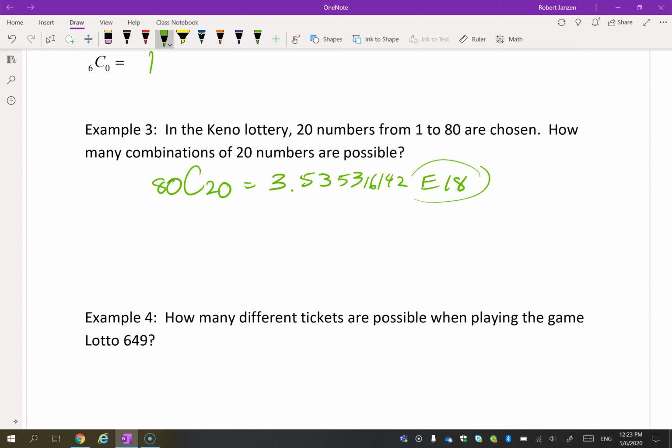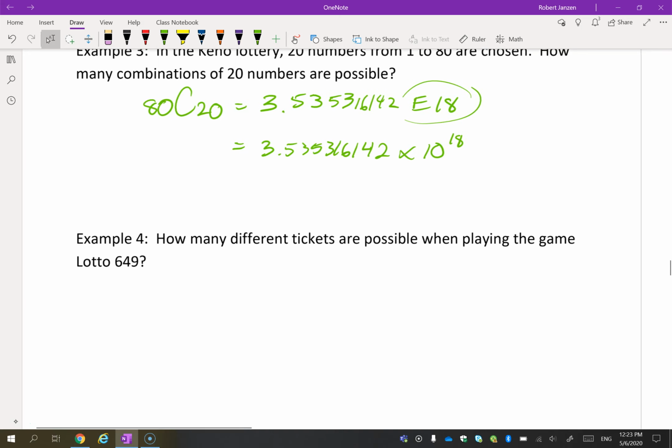What does this mean? If you leave that in your answer on the test, you will not get the right answer. This means 3.535316192 times 10 to the power 18. In other words, we should move this decimal 18 times this way. Okay, so it's a pretty big number. That's scientific notation.